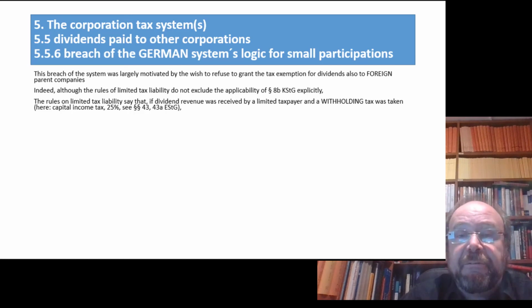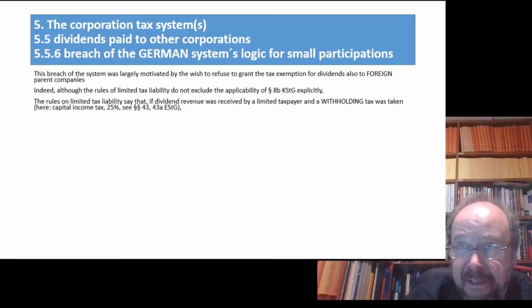However, when you have a limited tax liability, then all the revenue which is taxed under withholding tax is dealt with under a simplified procedure. The withholding tax is declared definitive. An assessment is neither demanded nor possible, not even on application. So you do not get the withholding tax back. So in that case, although the parent company had no tax to pay under 8b on the dividend revenue, the withholding tax of 25% was declared to be a definitive prepayment which you could not get back.